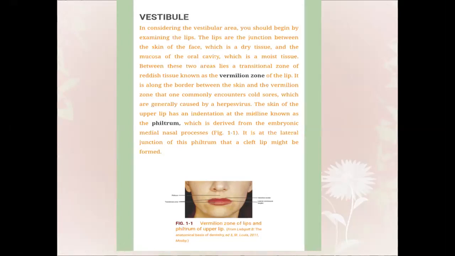The skin of the upper lip has an indentation at the midline known as the philtrum, which is derived from the embryonic medial nasal processes. This is the philtrum part of the lip. The philtrum, the ditch, and it is at the lateral junction of the philtrum that a cleft might be formed. A cleft is a discontinuity between the forming structures.